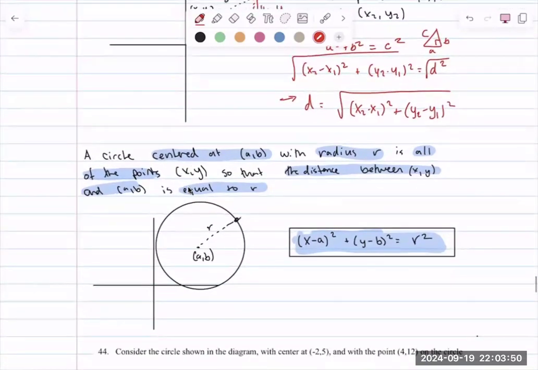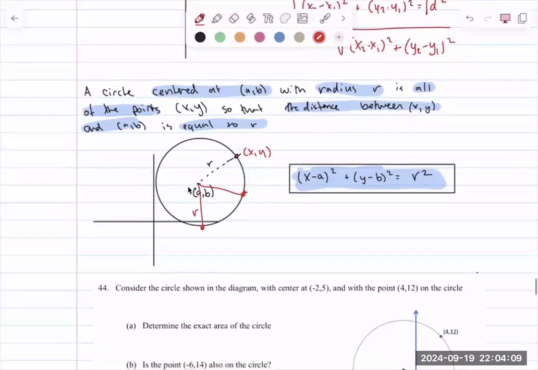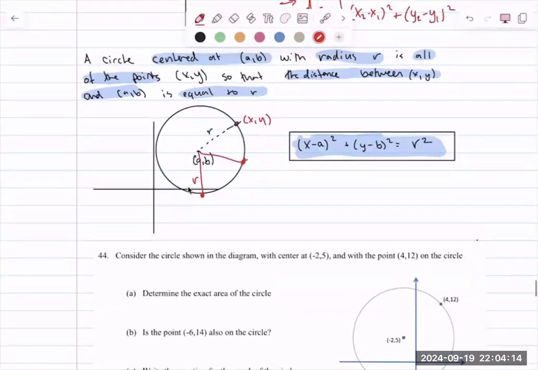And so a circle centered at a comma b with radius r is all of the points x comma y, so that the distance between xy and ab is equal to r. So if this is a point xy, then the distance is r, and that's the case for any point here. The distance between a and b and here is r. The distance between a and b and here is r. Or in other words, going back to what we had before with our Pythagorean theorem, x minus a squared, our distance between x and a, plus y minus b squared, that's our distance between y and b, is equal to r squared.